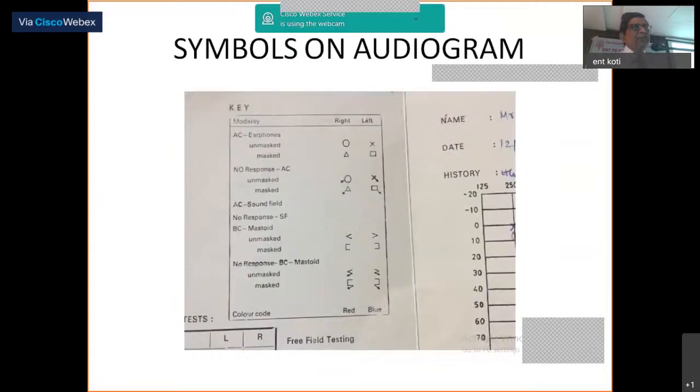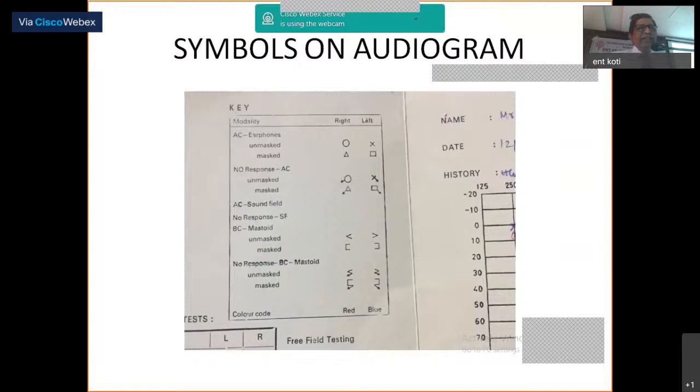So what are the various symbols on the audiogram? The last is the color code. Right is red, blue is left. The word right starts with R, red, and left contains L, blue. So if you get an audiogram where you find somebody has used red ink and blue ink, you should give good consideration to that audiogram.